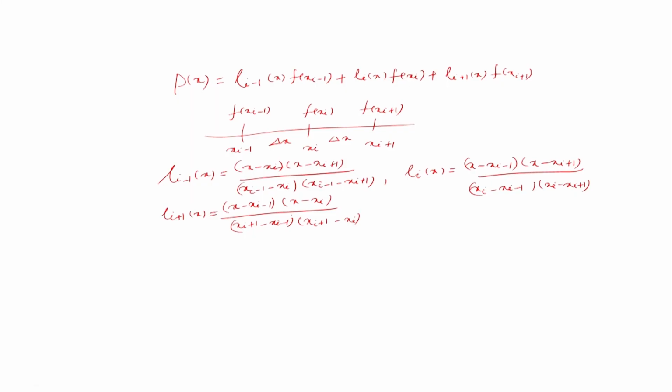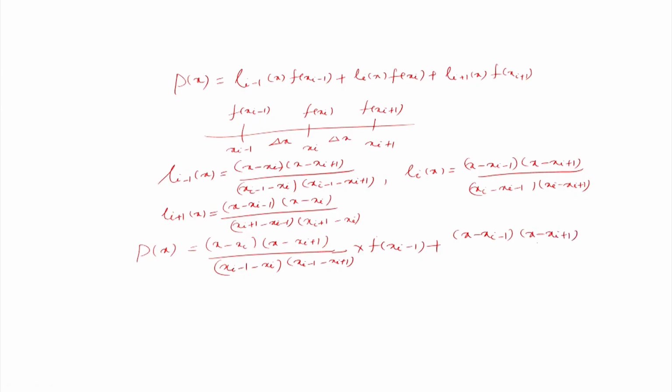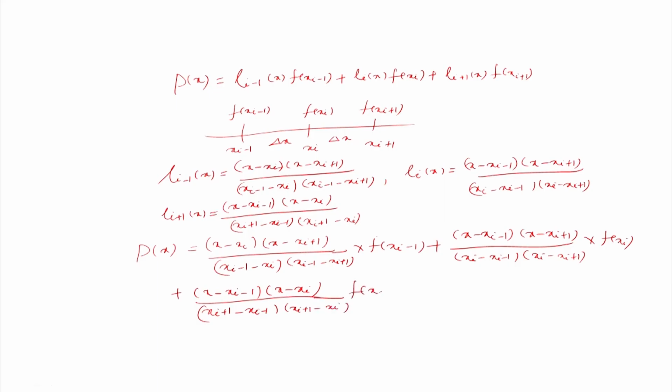So, if you combine these 3 points in polynomial form, we can write it as: (x minus xi)(x minus xi plus 1) divided by (xi minus 1 minus xi)(xi minus 1 minus xi plus 1), into f of xi minus 1, plus (x minus xi minus 1)(x minus xi plus 1) divided by (xi minus xi minus 1)(xi minus xi plus 1), into f of xi, plus (x minus xi minus 1)(x minus xi) divided by (xi plus 1 minus xi minus 1)(xi plus 1 minus xi), into f of xi plus 1. So this is a complete formulation of this polynomial.